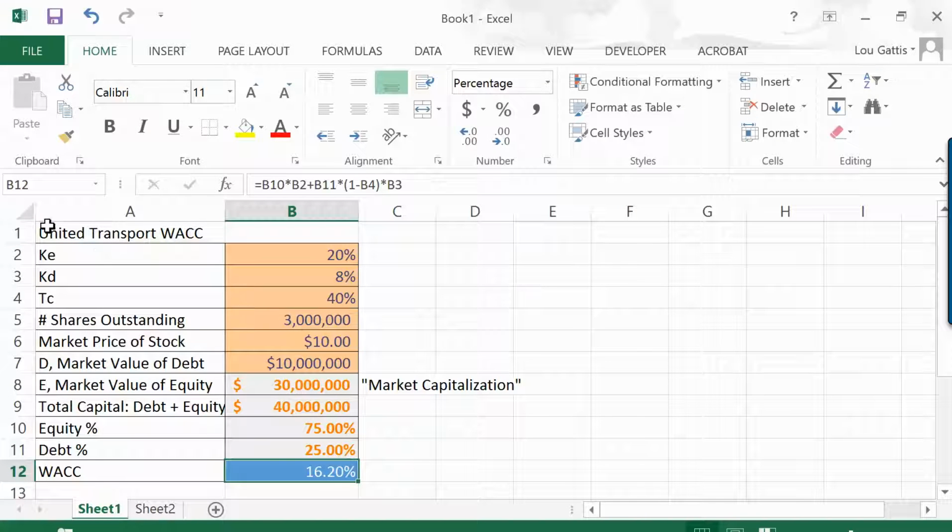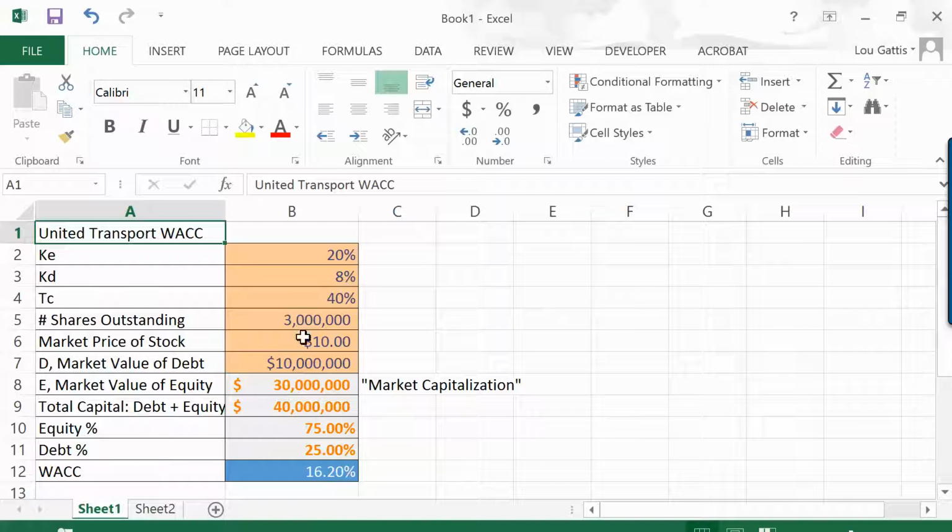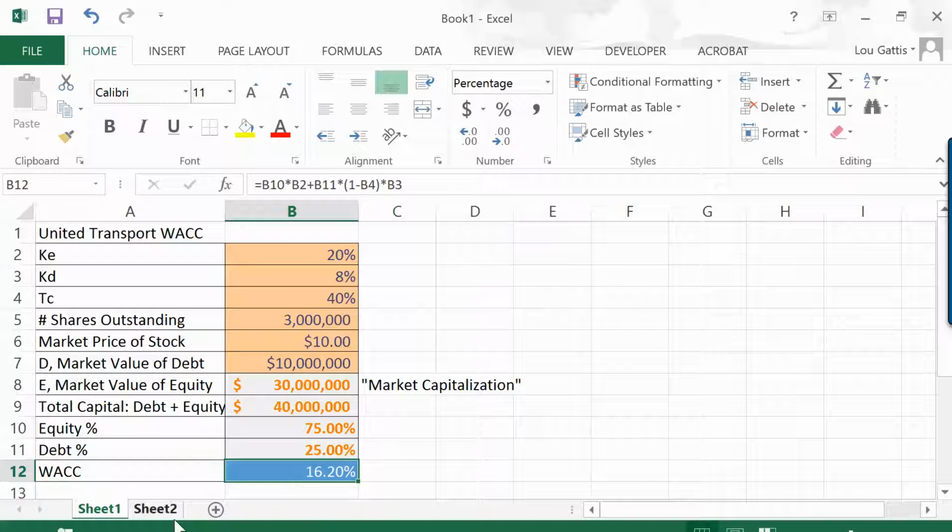So if this firm wanted to launch another product in their business line, same risk as the firm, using the same capital structure as the firm, we're going to use a 16.2% discount rate, either as the IRR hurdle rate or the NPV discount rate.